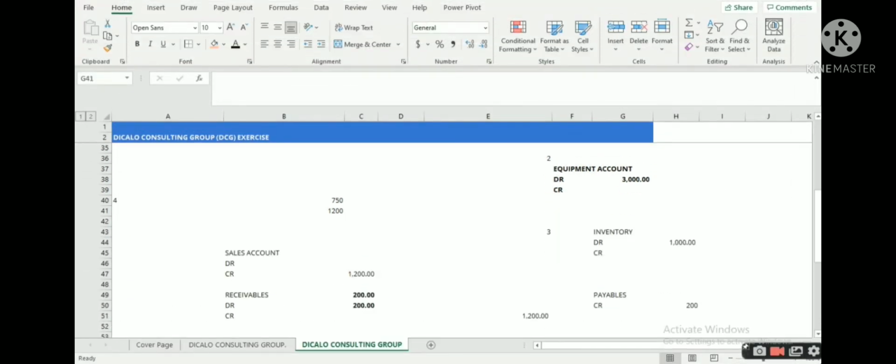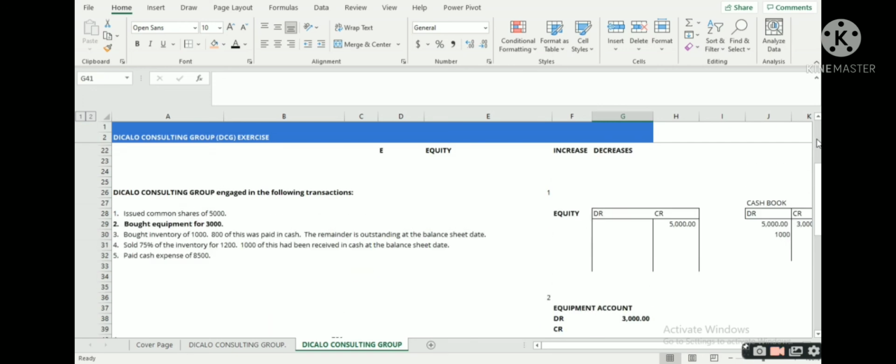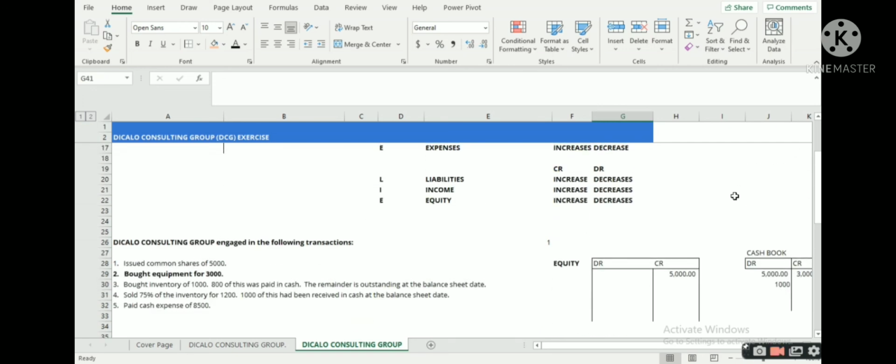And how to close these various individual ledger accounts. Remember, at the end of the period, we are going to close the various individual ledger accounts which we have created for all these expenses, assets, liabilities, equity, incomes. At the end of the day, we are going to close these balances and transfer the balances to the general ledger. And then from the general ledger, we are going to prepare our trial balance. And then from our trial balance, we can then prepare our financial statements.